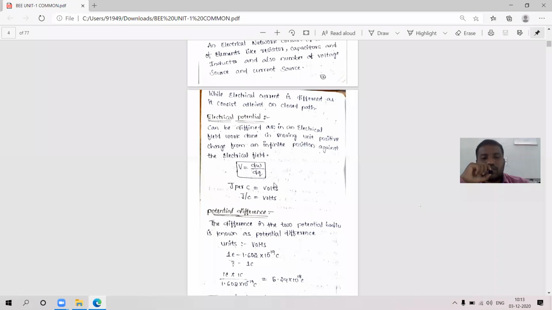Okay, then what is meant by potential difference? So already we have seen EMF, electromotive force, electrical potential. And then what about the potential difference? Potential difference will be between two bodies.